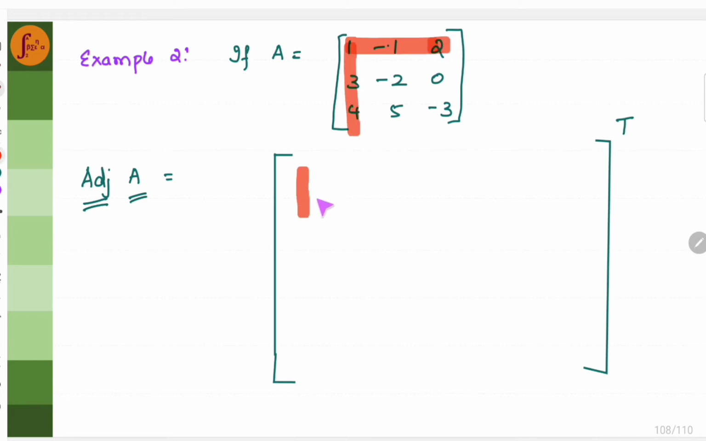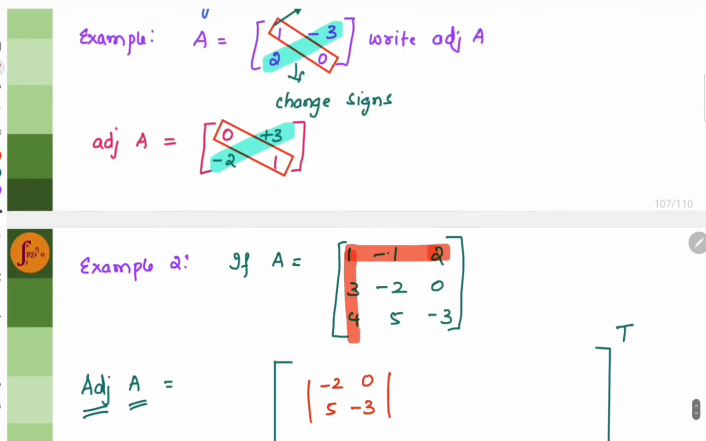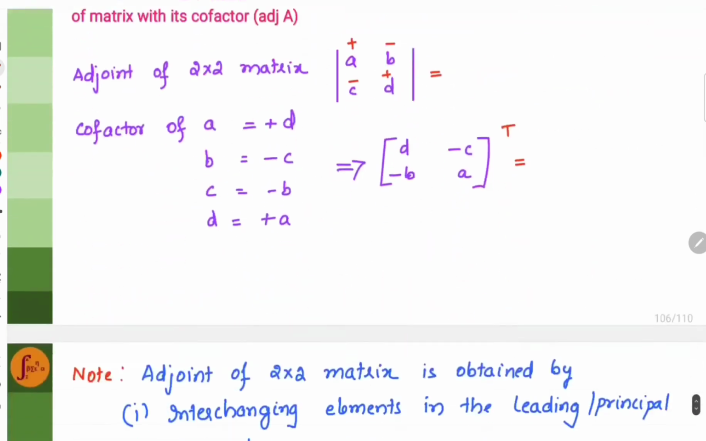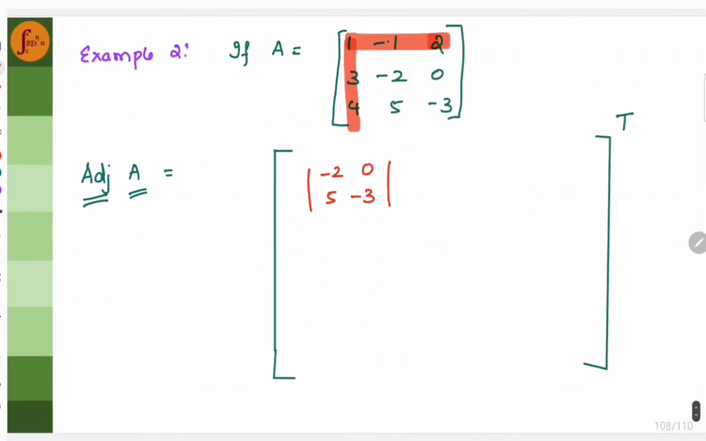What are the elements? First, let's write down the elements. Elements are minus 2, 0, 5, minus 3. Here, we are clubbing the minor operation and putting a sign to it. To find the cofactor, we found the minor, then put the sign to it. Now we'll club both of these and find the cofactor. So you find the elements, then you apply the sign. We can populate the signs initially itself: plus, minus, plus, minus, plus, minus, plus, minus, plus. These are the signs, right? We have populated them initially itself.